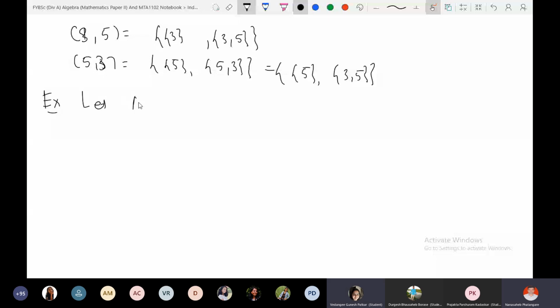Let A equal S. Sir, can we write above like {3}, {5}, {5, 3}, or {3, 5}? No, what does 3 mean? Where is the set notation? In the set, {3} is a set, and then {5} is a set, and then {3, 5}.